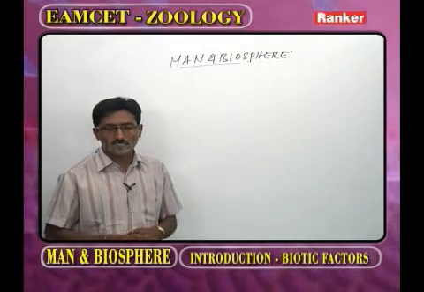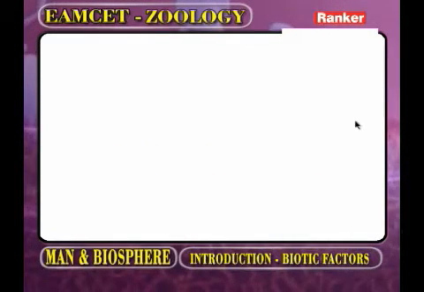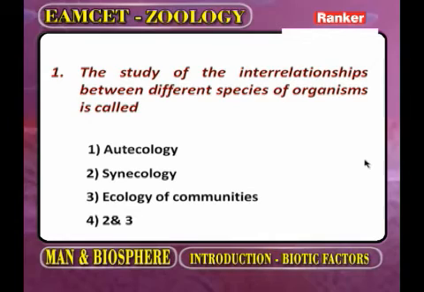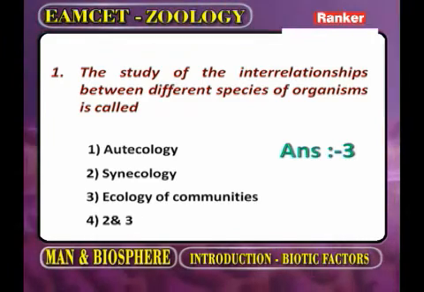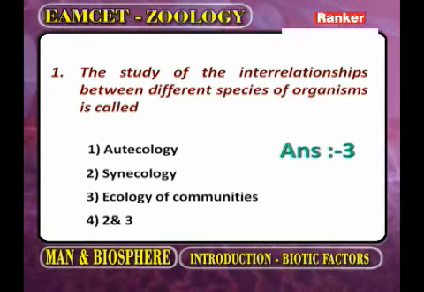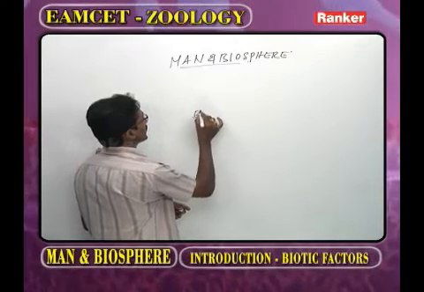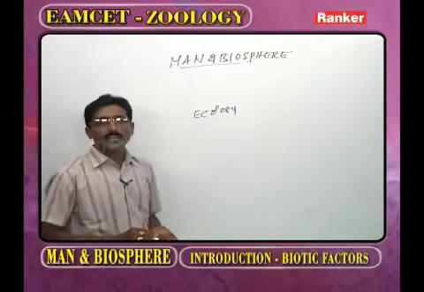Now we have to observe the first question. While discussing each and every question, we have to discuss the important points related to that question. What is the first question? The study of interrelationships between different species of organisms is called. Now, in the introductory part of Man and Biosphere, one we call ecology.